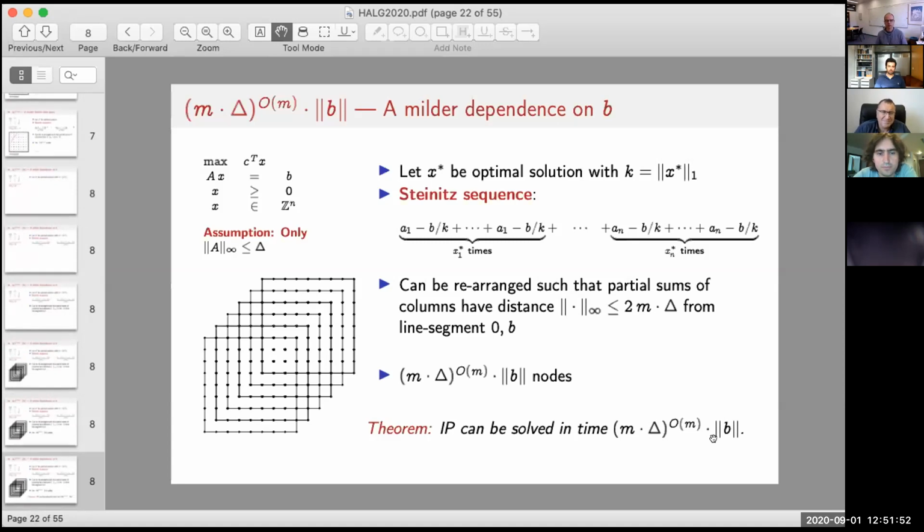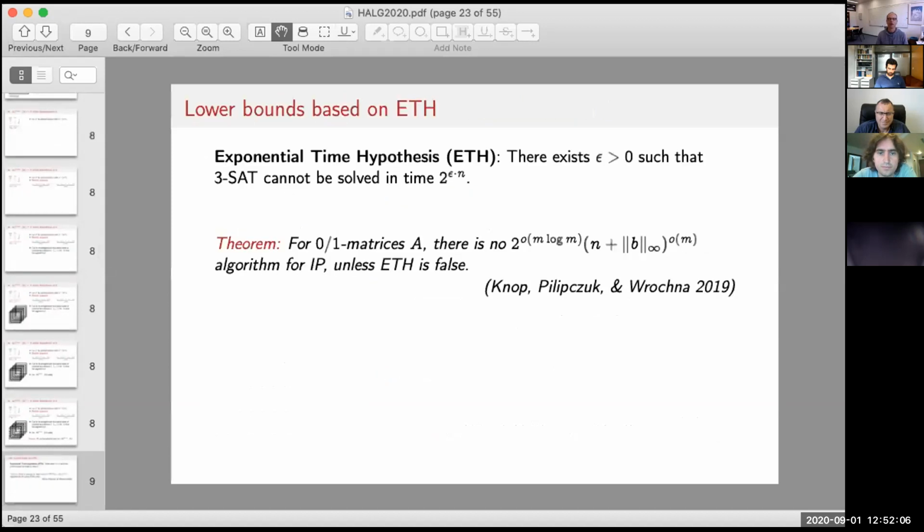So this was an improvement in terms of dynamic programming for integer programming with a small number of constraints. And now the question is, can we do better? And the answer to this is essentially no. And I would like to mention this nice result here that provides a matching lower bound.